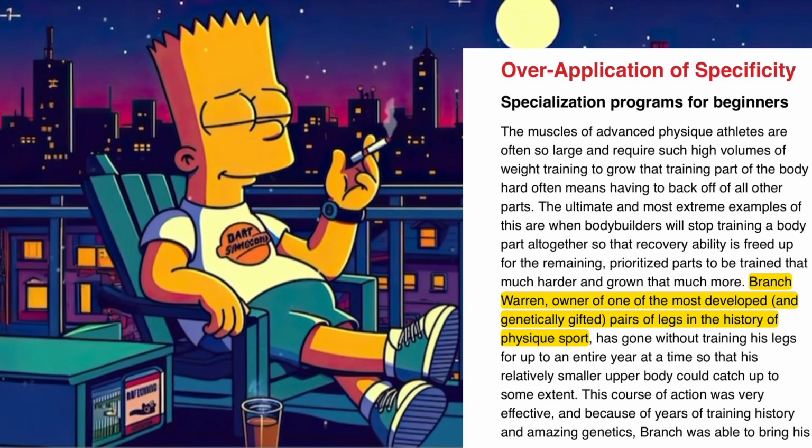This course of action was very effective, and because of years of training history and amazing genetics, Branch was able to bring his legs back within weeks of training them again. This very specific training plan was needed in his case. If you're a beginner, however, your muscles are almost certainly not big enough to warrant putting whole muscle groups on hold for a year during a hypertrophy cycle.